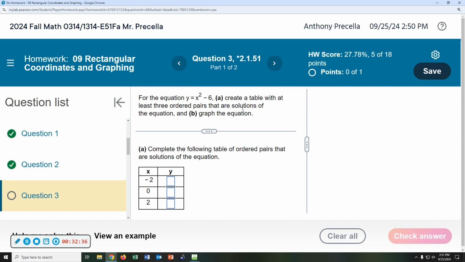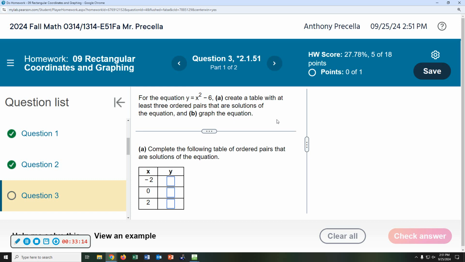For the equation y equals x squared minus 6, create a table with at least 3 ordered pairs that are solutions of the equation, and then graph the equation. Well, we're not going to be using at least 3 ordered pairs. Here, they tell us we're using exactly 3 ordered pairs. So let me write down the problem and write down the table. This is number 3. The equation that we're trying to graph is y equals x squared minus 6.